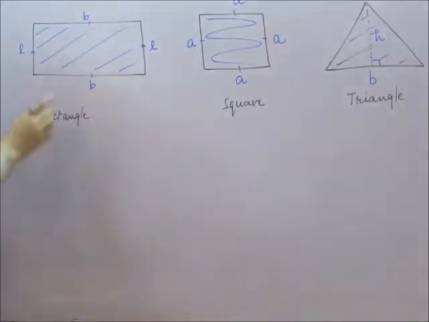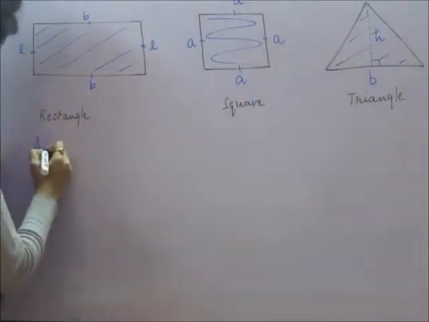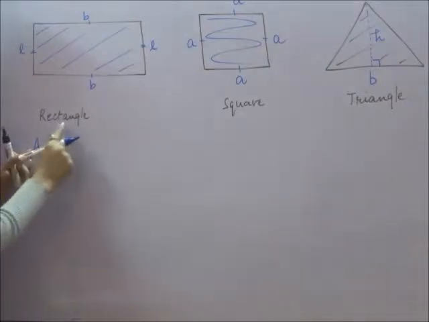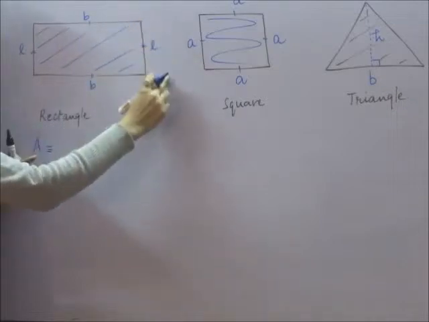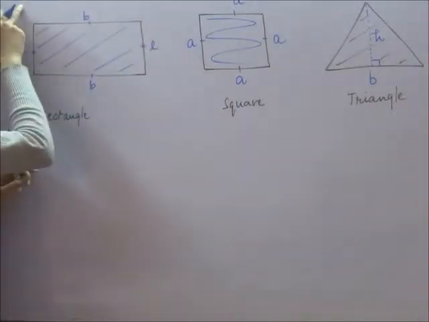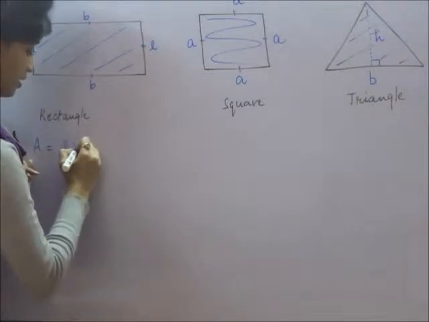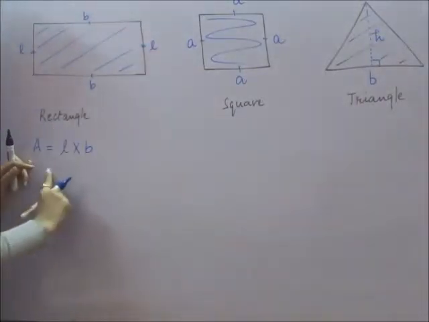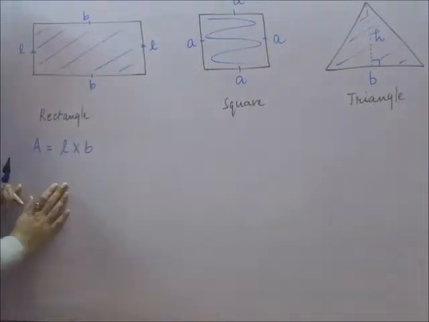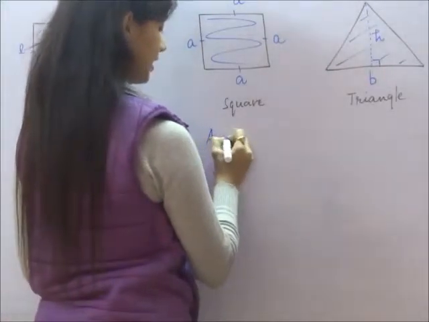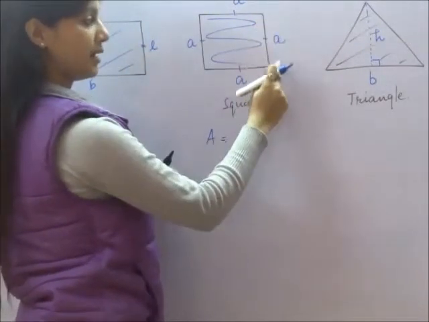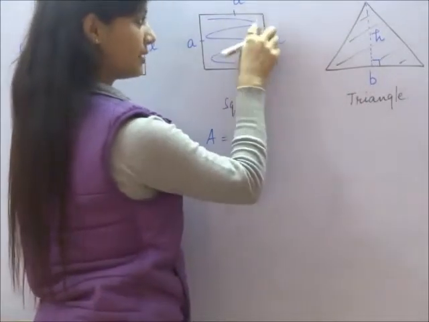Now, coming here, how do we calculate the area for a rectangle? Simple. Area, or we can denote it as A, for the rectangle is calculated as the multiplication of its length and the breadth. That is L into B is the area of the rectangle. Similarly for square, area would be calculated as this multiplied by this. That is L into B basically.